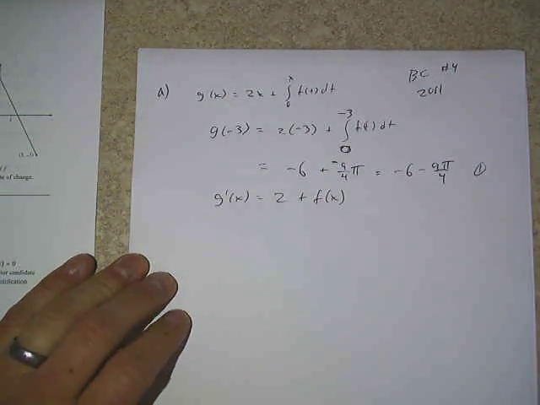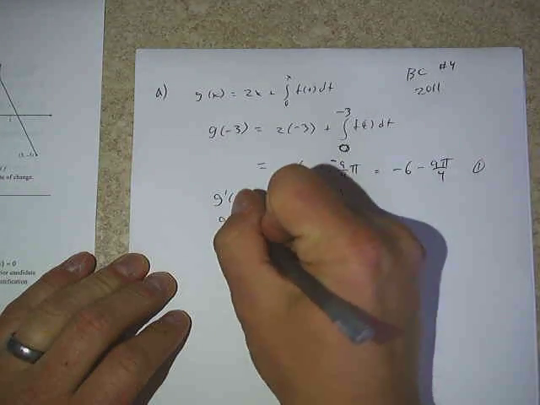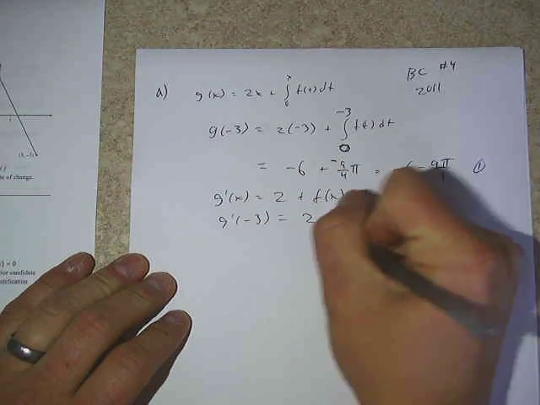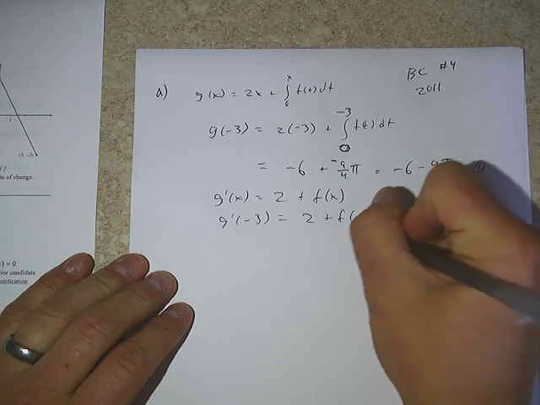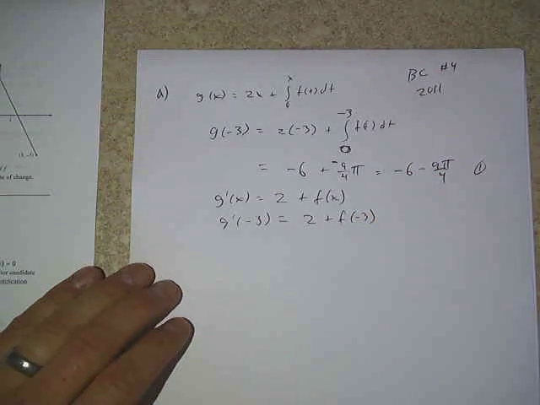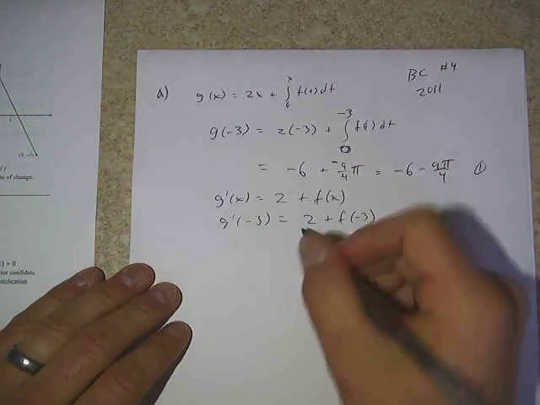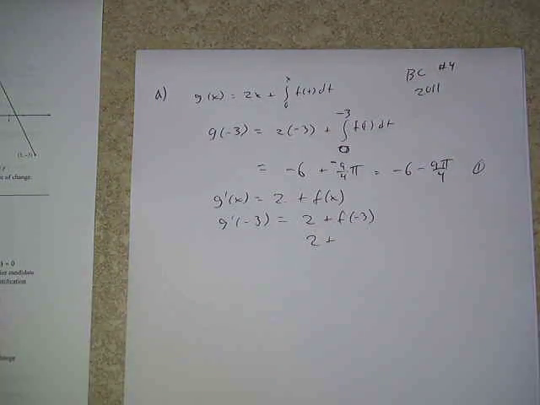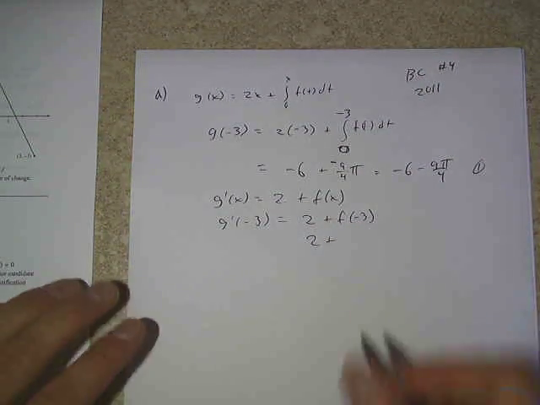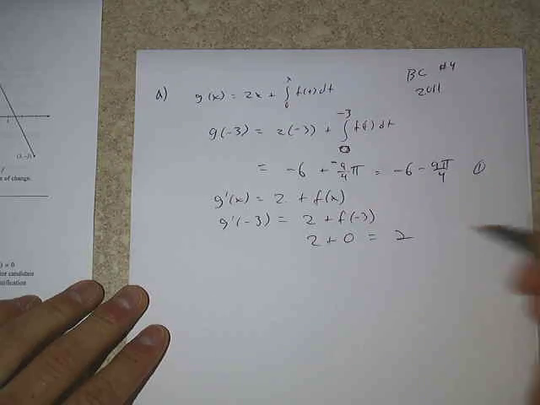Well, g prime of x, if we differentiate our g here, we're going to get 2 plus f of x. So that is g prime. And like I said, g prime, the derivative of g, is related to f. It's not exactly f, it's 2 plus it, if you will. And then they ask us to find g prime at negative 3.